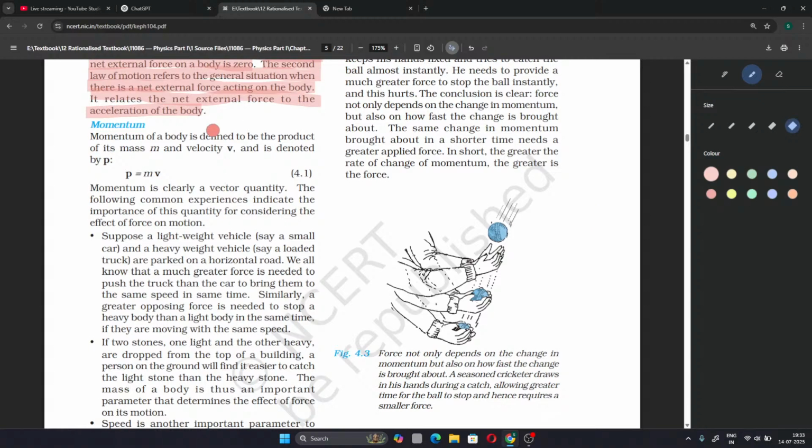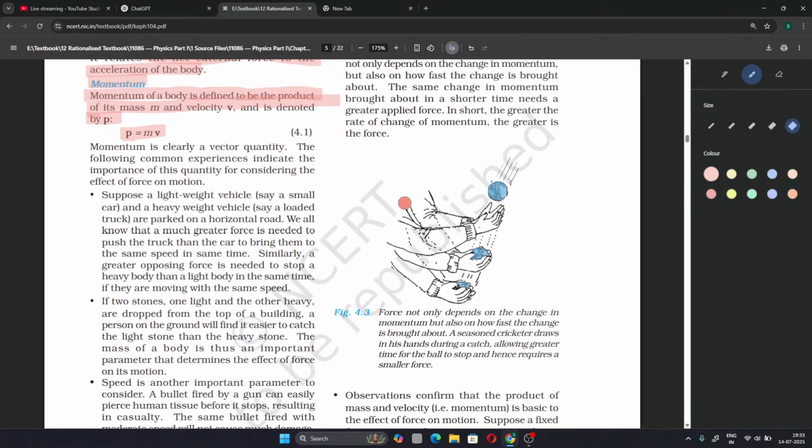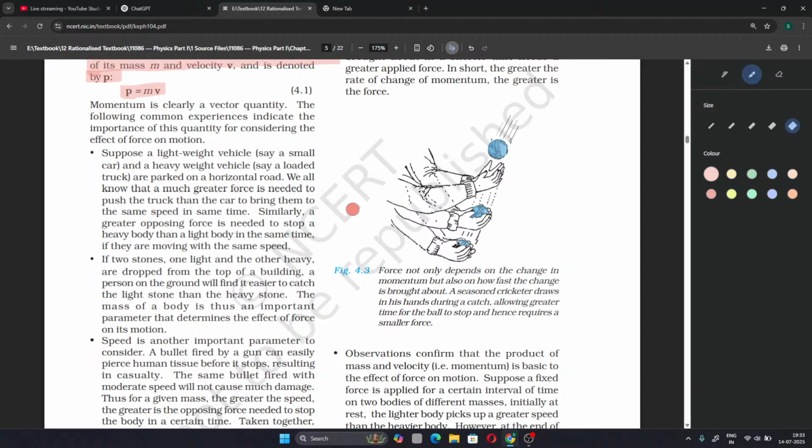Now let's see momentum. Momentum of a body is defined to be the product of its mass and velocity, and it is denoted by the letter P. P equals mass times velocity. Momentum of a body is defined to be the product of mass and velocity, and this momentum is denoted by P, and P equals mv. Momentum is very clearly a vector quantity.